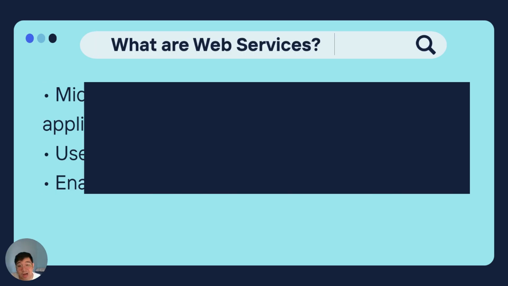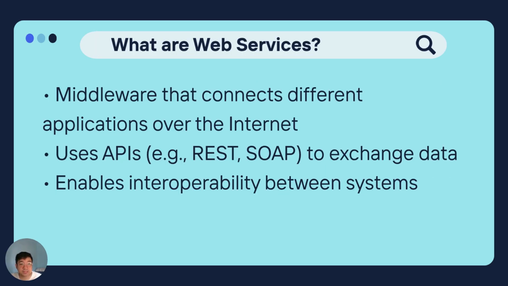So, what are web services? Web services act as a bridge between two different software systems. They use the internet to allow data to be shared between applications, even if those applications were built on different platforms or written in different programming languages. For example, when you book a flight online, your app communicates with multiple airlines' databases using APIs. These APIs are a form of web service that allow seamless data exchange.